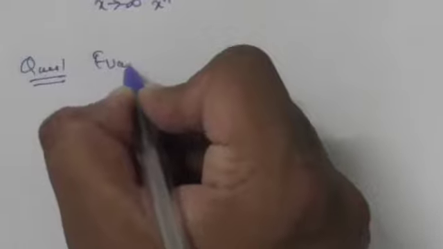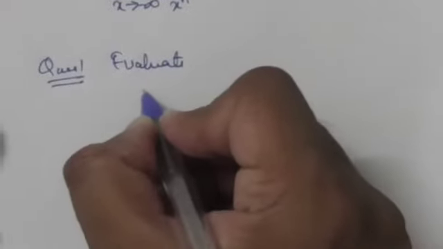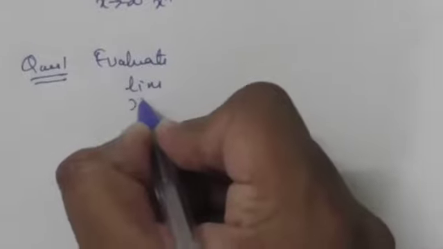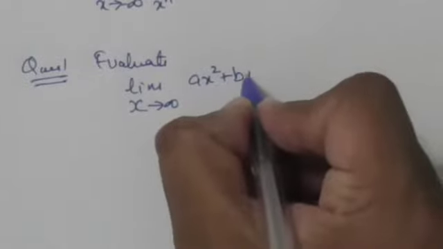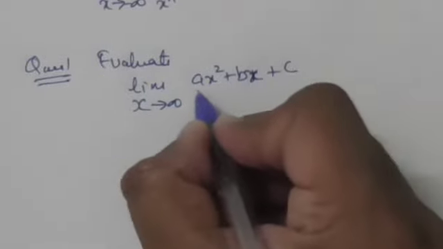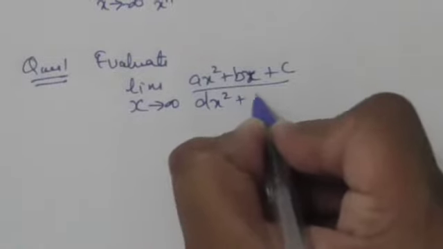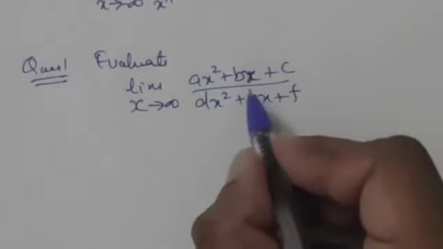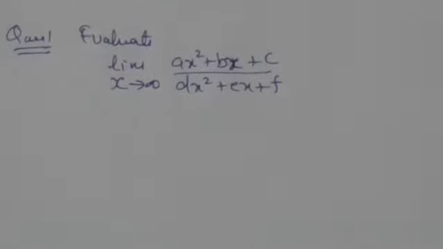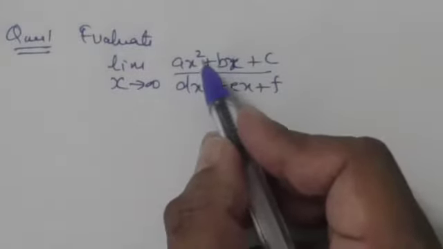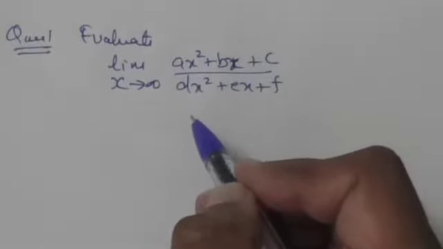Now let us solve the first problem. Suppose we have to evaluate limit x tends to infinity ax square plus bx plus c upon dx square plus ex plus f. So in these types of questions, how will we solve this? In this question, we will divide numerator and denominator both by x square.